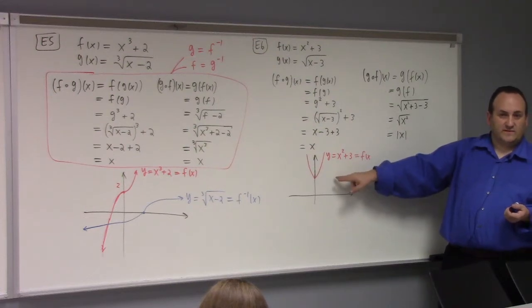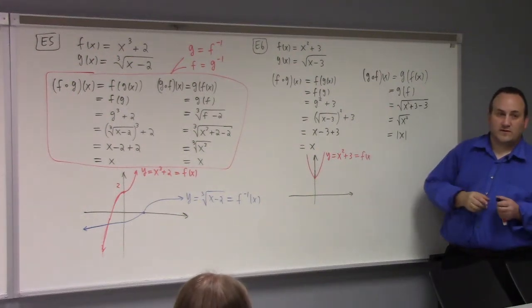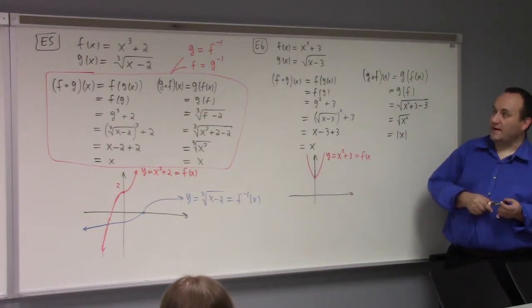How could you modify example 6 to make this function 1-to-1? How could we modify example 6?